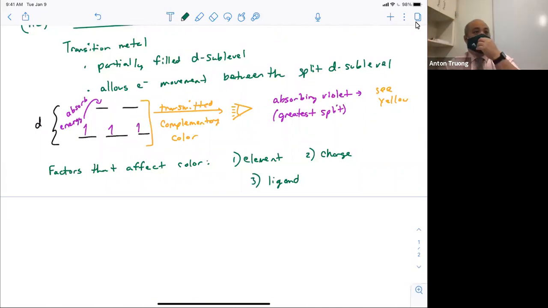Yes, Alex. A stronger, wait, sorry, what did you say? I didn't let you finish. The ligand? Yeah, a stronger ligand causes more repulsion, which causes the D sublevel to split further. Higher energy, yes. So the stronger the ligand, the more it splits, therefore the higher the energy needed for the electron to jump to the other part of the D sublevel.